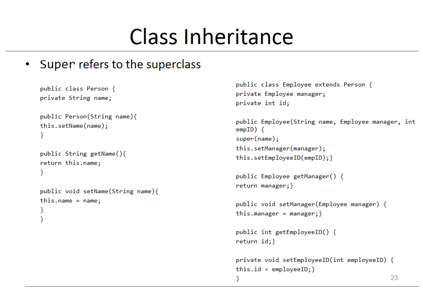Here you can see two classes, Person and Employee. The Person class has one variable name, a constructor, and a getter and setter method. Notice the use of the this keyword. The Employee class is a subclass of the Person class and adds the manager and ID private variables.